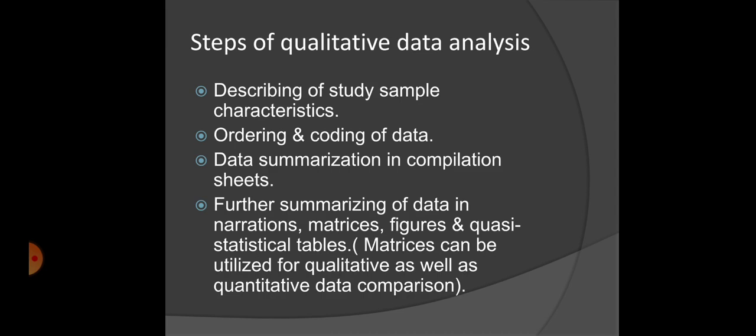In this step, we describe the study sample. We have to describe what your sample is, that means the biodata of the sample, or what your sample does. Ordering and coding of data means you have to order and code your sample, that is 0, 1 or odd and even numbers. And data summarizing in compilation sheets means we summarize the data which we have collected from the sample.